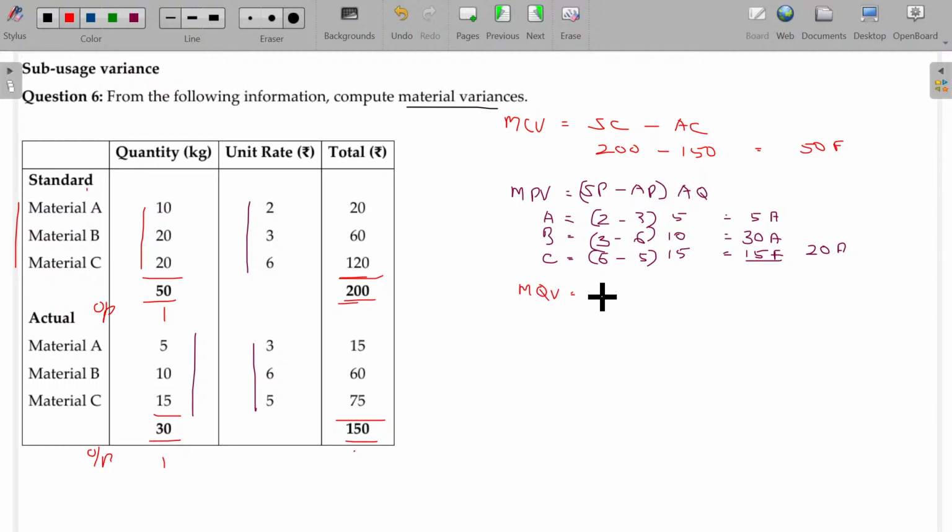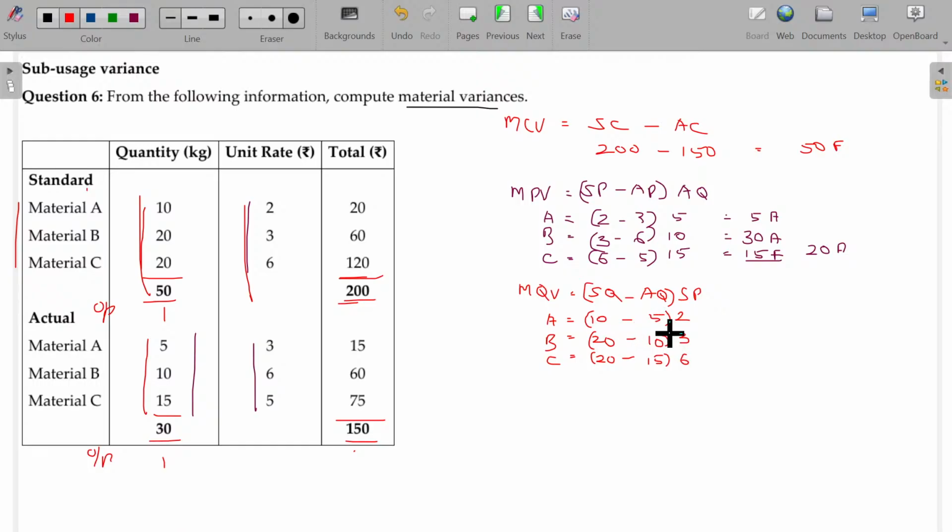Material quantity variance. In material quantity variance, what do you do? Standard quantity minus actual quantity into standard price. For A, B, C, standard quantity being this one, 10, 20, 20. Actual quantity being 5, 10, 15. Standard price being 2, 3, 6.